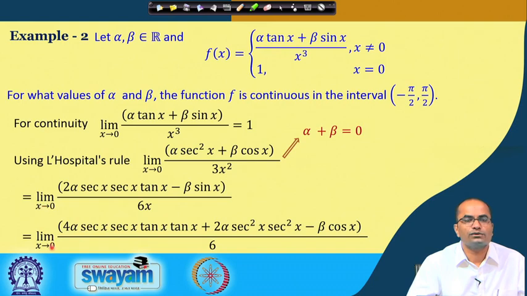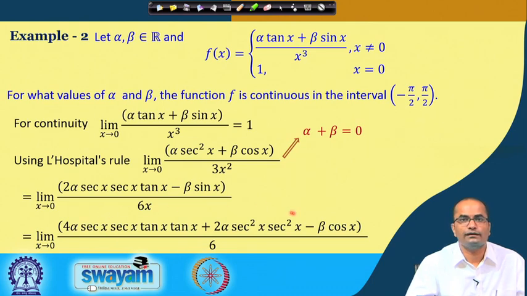So, here the limit x goes to 0. Here we have sec²x and tan x. The derivative of sec²x will give 2 sec x · sec x tan x, so it becomes 4 alpha sec²x tan x, and the tan x remains as it is, plus 2 alpha sec²x, and then tan x will become again the derivative sec²x. Minus beta sin x will become cos x, and divided by the 6 here, because this was 6x and the derivative is 6.